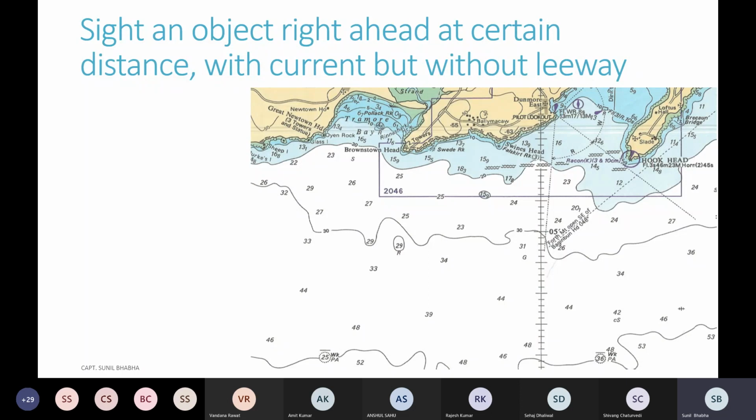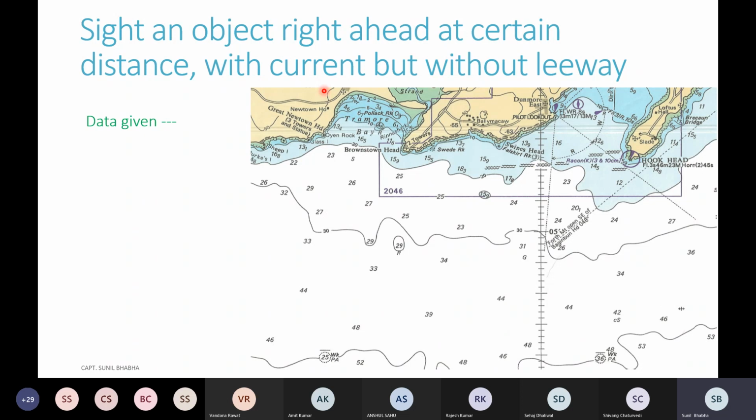So our next topic is to sight an object right ahead at a certain distance with current prevalent in the area but without any leeway. Let's see how we solve this type of question. As you see, we need to sight a particular object, most of the time a lighthouse. It should be right ahead at a given distance, and there is some current in that area. So we need to find out our CTS, which is not known to us, so that the lighthouse is right ahead at the given distance.